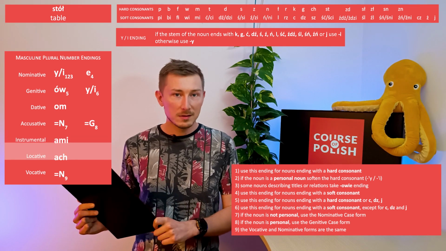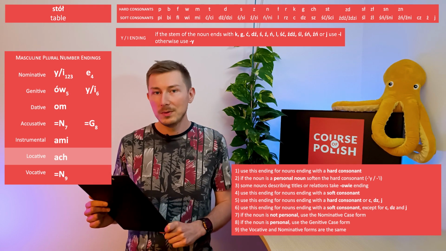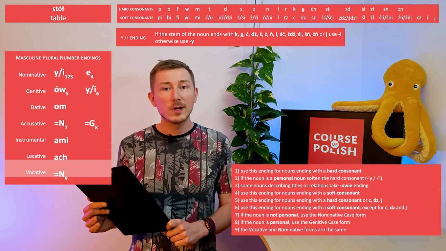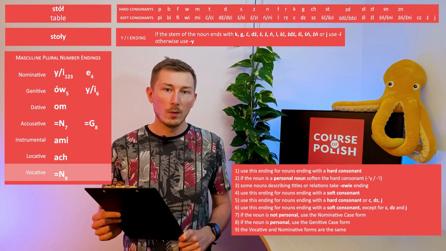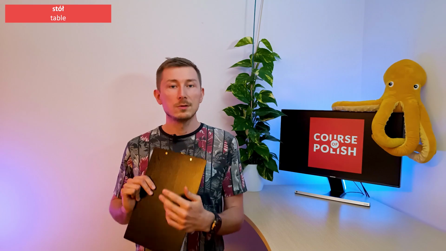Next case, locative, also has just one option ending ach. The form will be stołach. And the last case, vocative, is the same as nominative, so it will be stoły. And that was the entire declension of the noun stół.